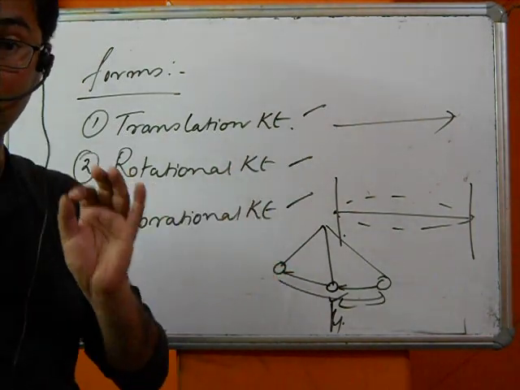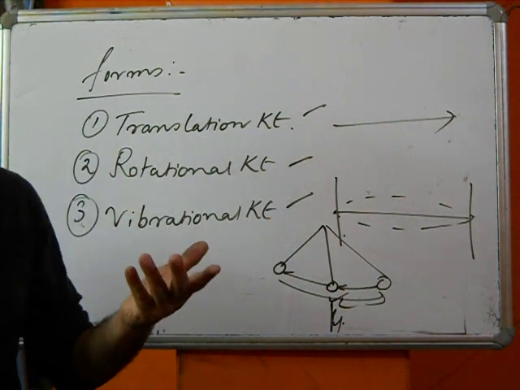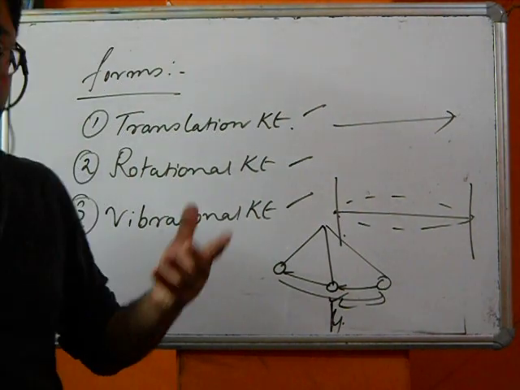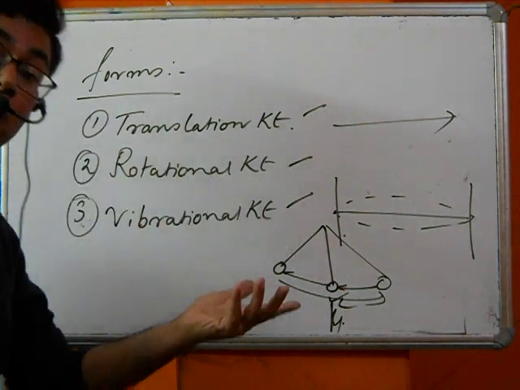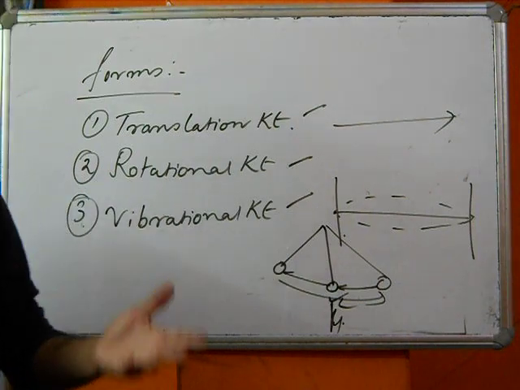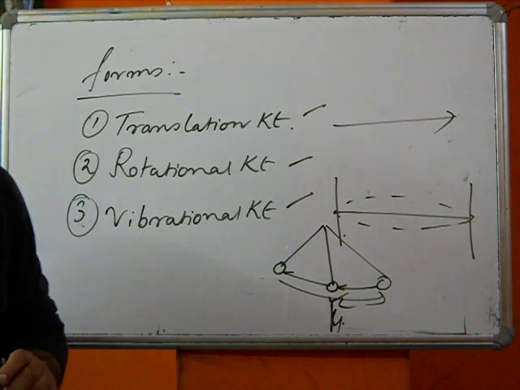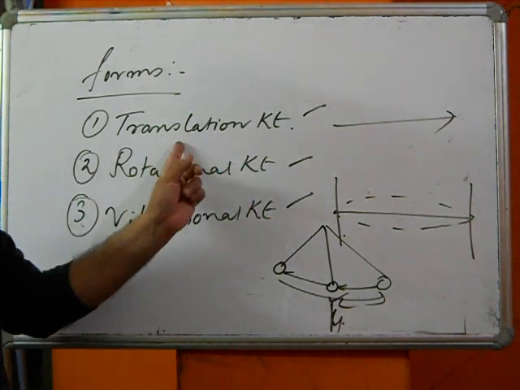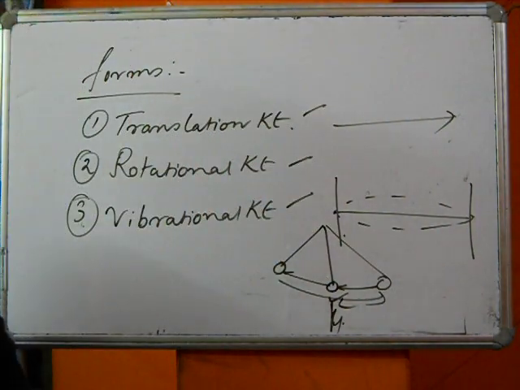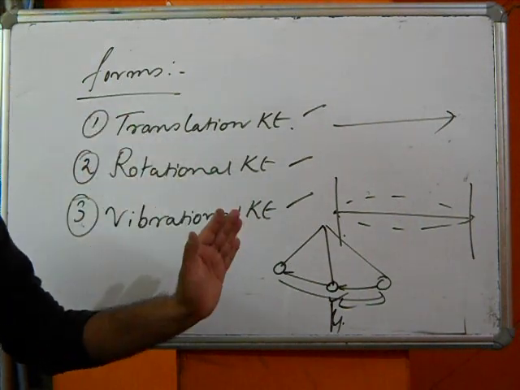Now it is not necessary that an object will possess only one type of energy. It can have multiple forms of kinetic energy, depending on the state of motion. Like a ball rolling on a floor: it is moving straight, so it has translational kinetic energy, and it is rolling, so it has rotational kinetic energy, right? So different forms of energy it might possess. So we understood about kinetic energy and the different forms of it.